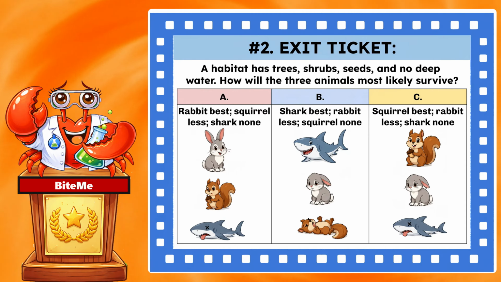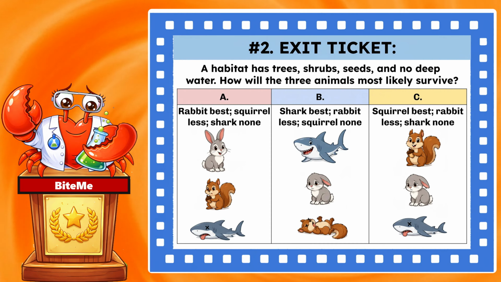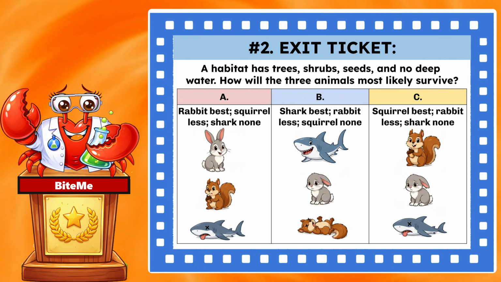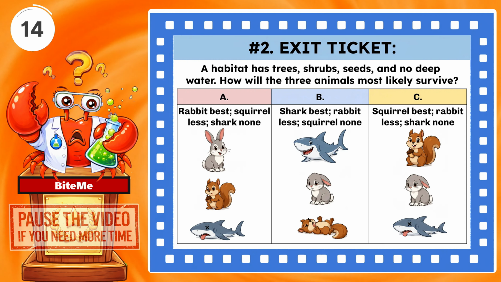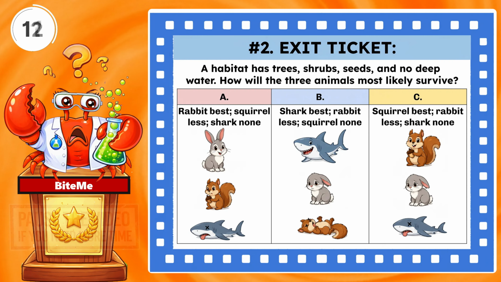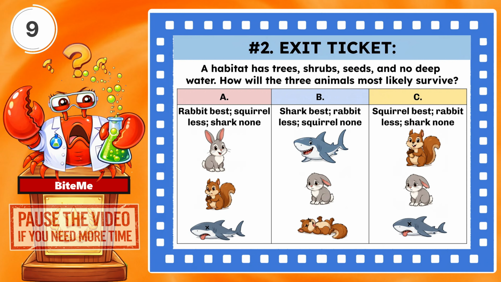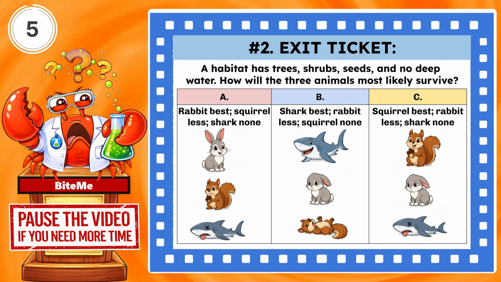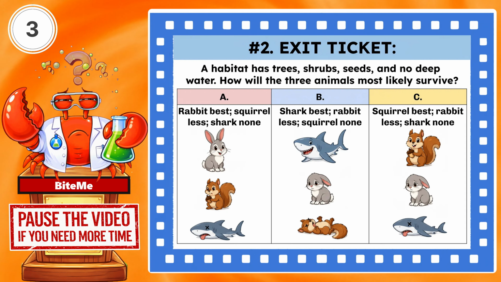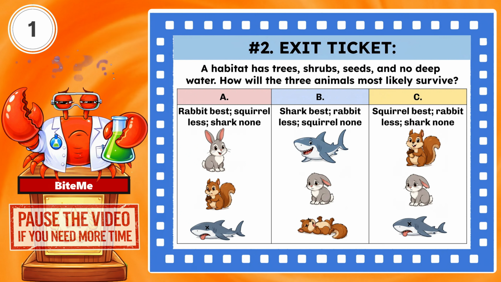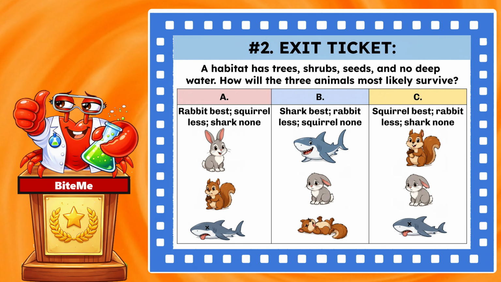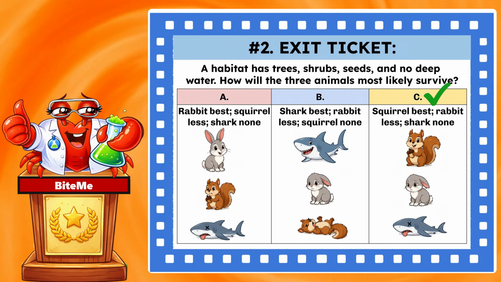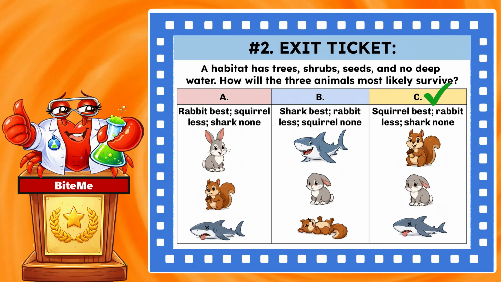A habitat has trees, shrubs, seeds, and no deep water. How will the three animals most likely survive? And the correct answer is letter C. Squirrel best. Rabbit less. Shark none.